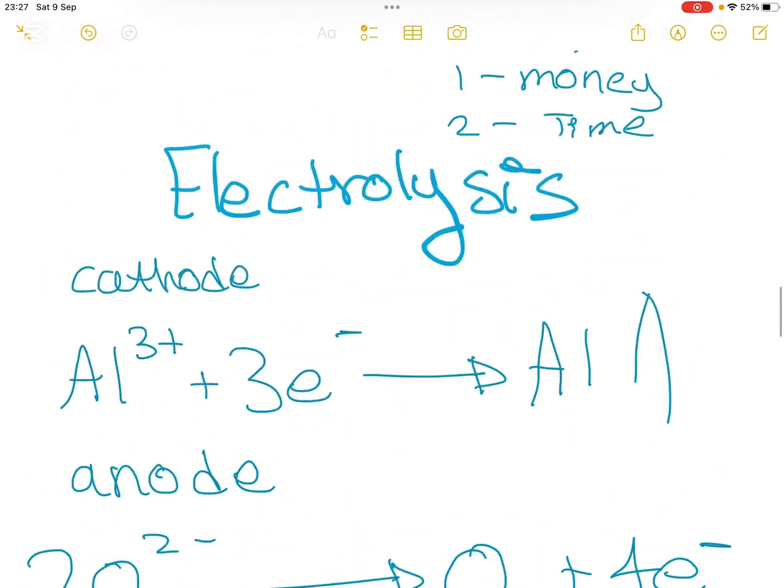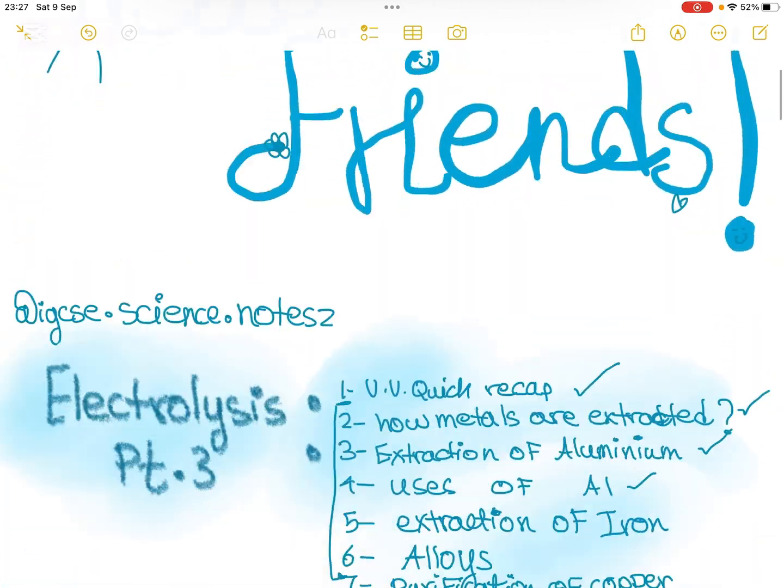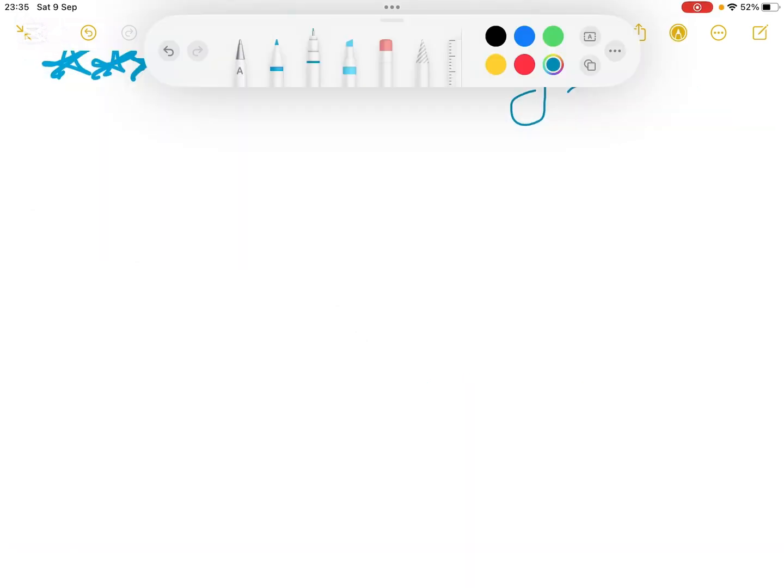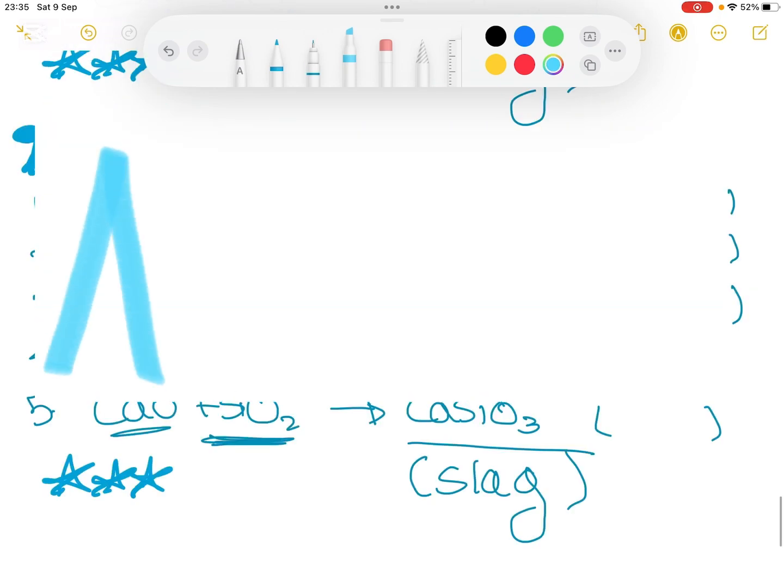Now let's go to our checklist here. We're done with extraction of iron as well. We now have alloys, mainly. So we're just having alloys right now, and the purification of copper. Okay, so now let's talk about the alloys.